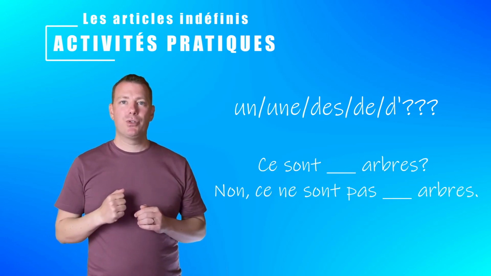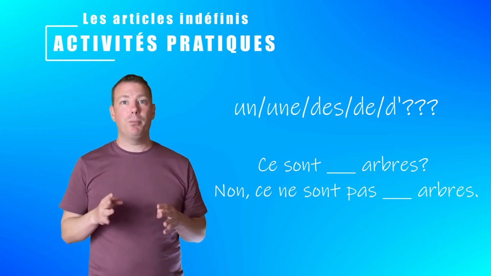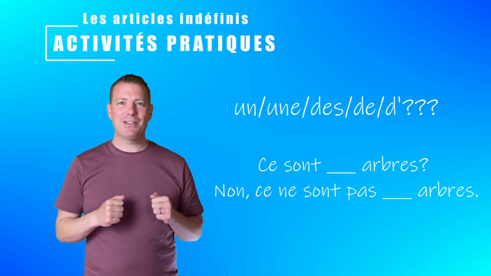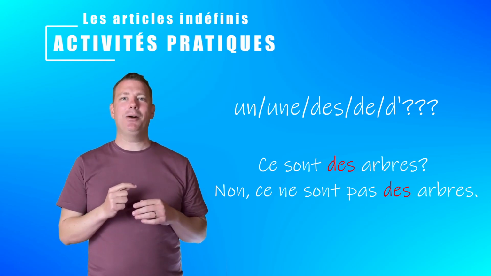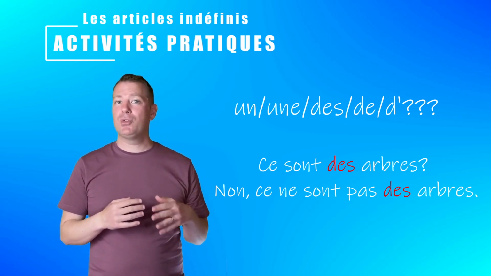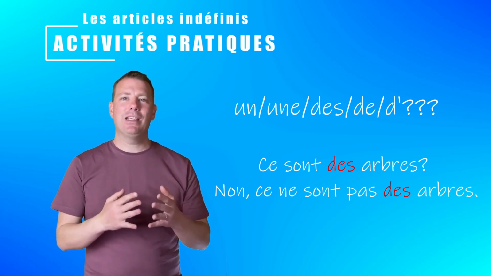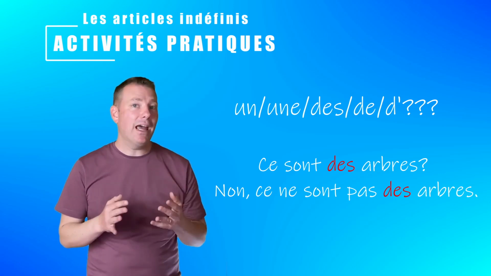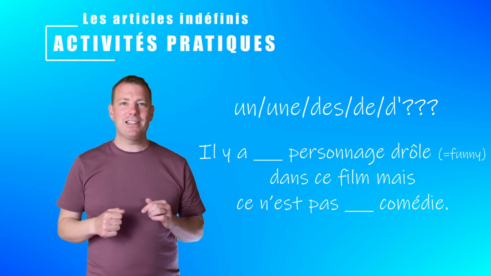Number 2. Ce sont arbres? Non, ce ne sont pas arbres. So let's figure this out. Ce sont des arbres, that's correct, that's plural. Ce sont des arbres? Non, ce ne sont pas des arbres, that's correct. You keep on going with the same article because here we were using être as the verb.